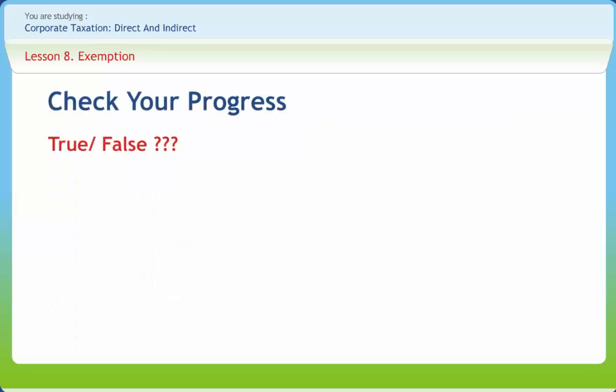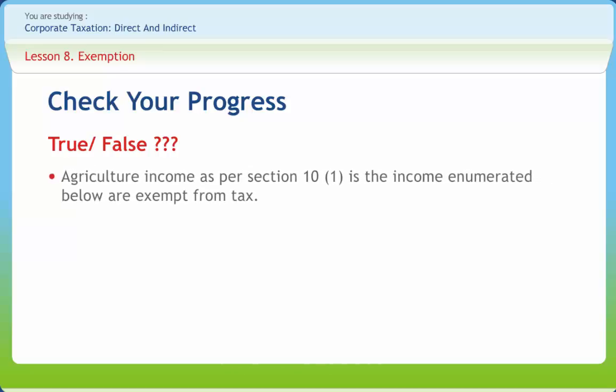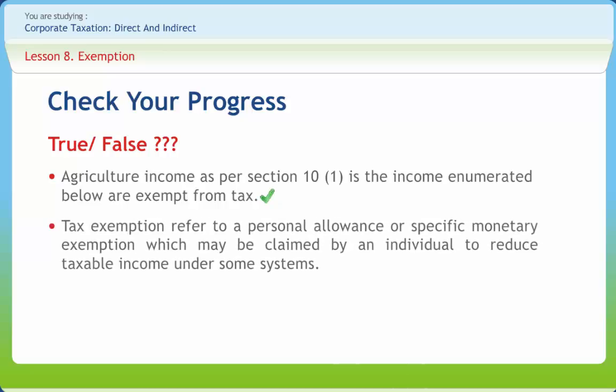Now let us check if you have understood the various concepts discussed in this lesson clearly. Agriculture income, as per Section 10(1), is the income enumerated below are exempt from tax. Right or wrong? Right. Tax exemption refers to a personal allowance or specific monetary exemption which may be claimed by an individual to reduce taxable income under some system. Right or wrong? Right.